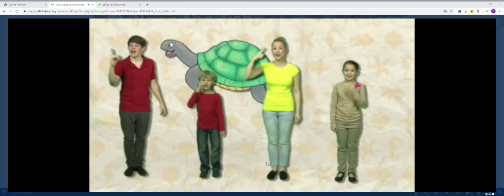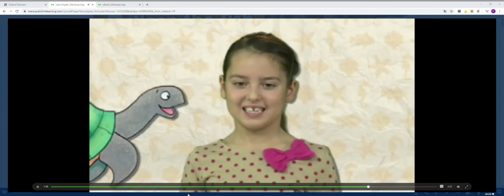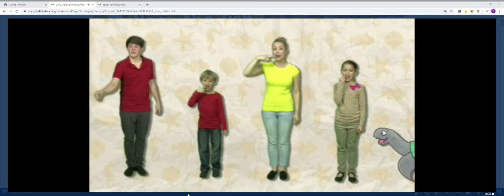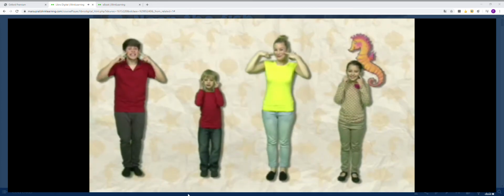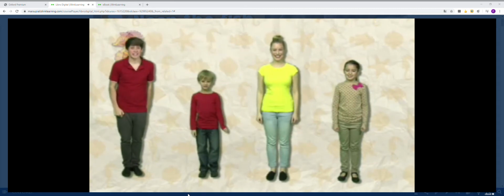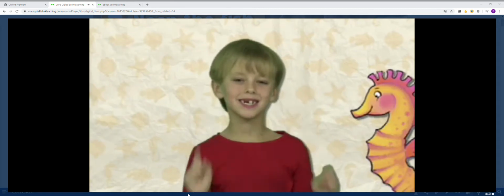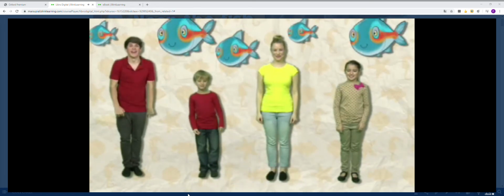Look at my tongue, I'm a turtle. Look at my small tongue. Look at my cheeks, I'm a seahorse. Look at my small cheeks.